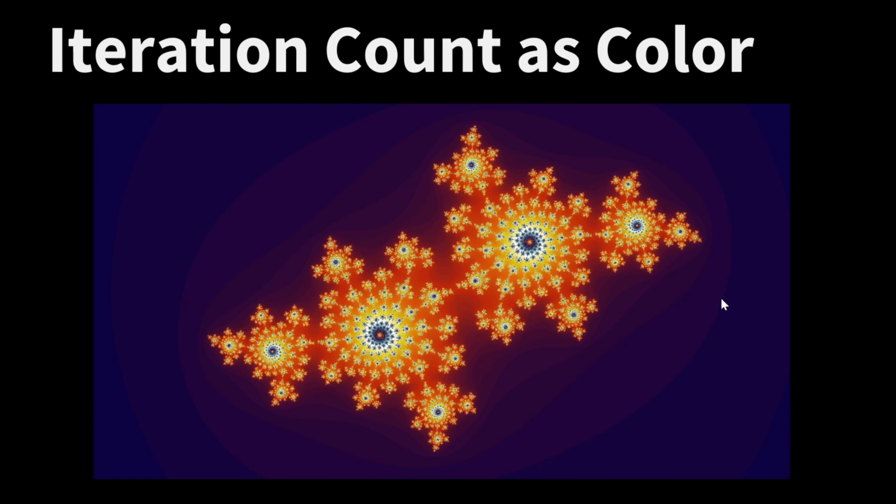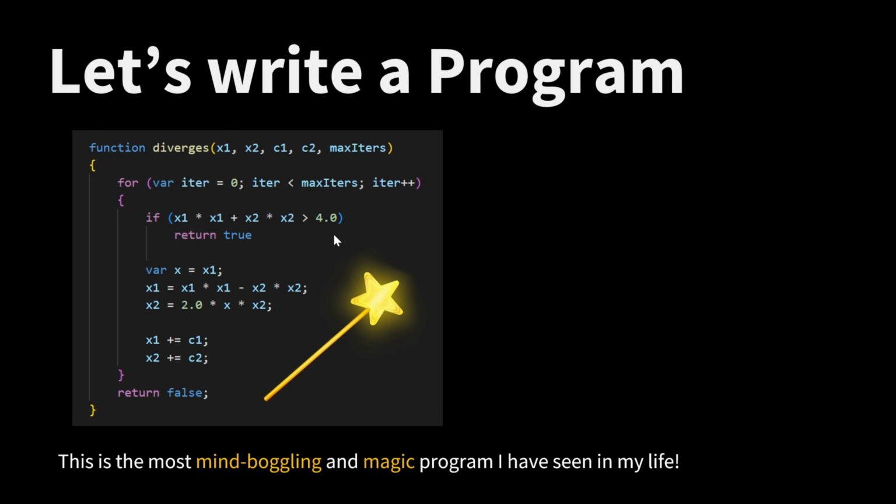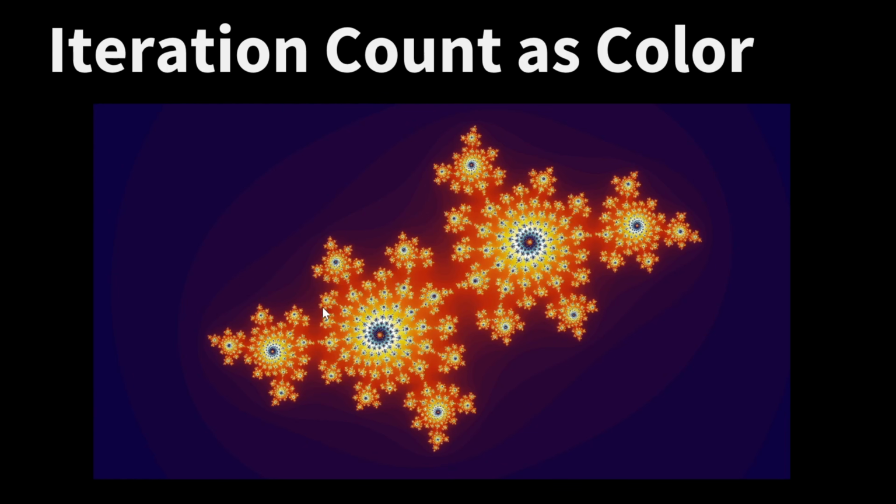To create this even more beautiful result, I changed the way I visualize the result a little bit. This time, I don't just return true or false. I return the number of iterations it took for the game to diverge. Then I mapped every number to a color, and this is what we get.